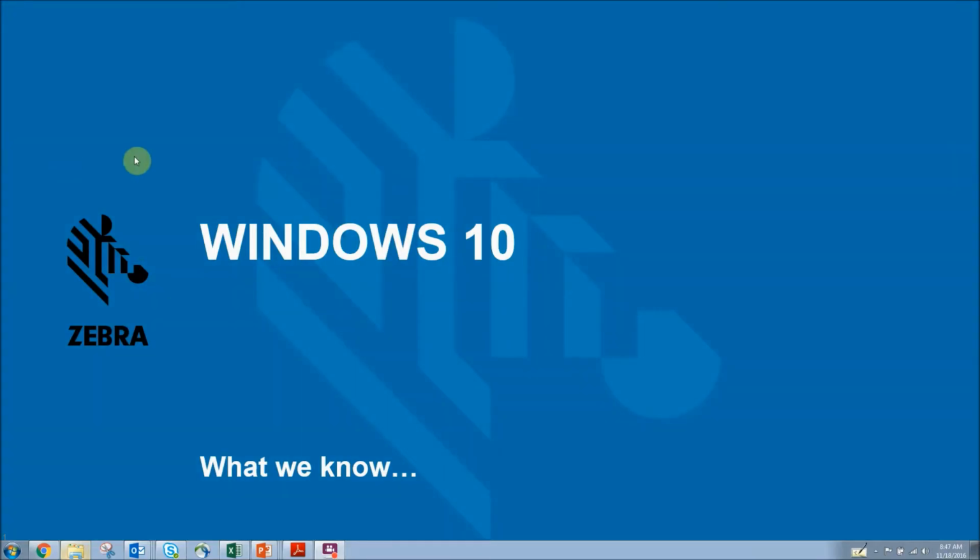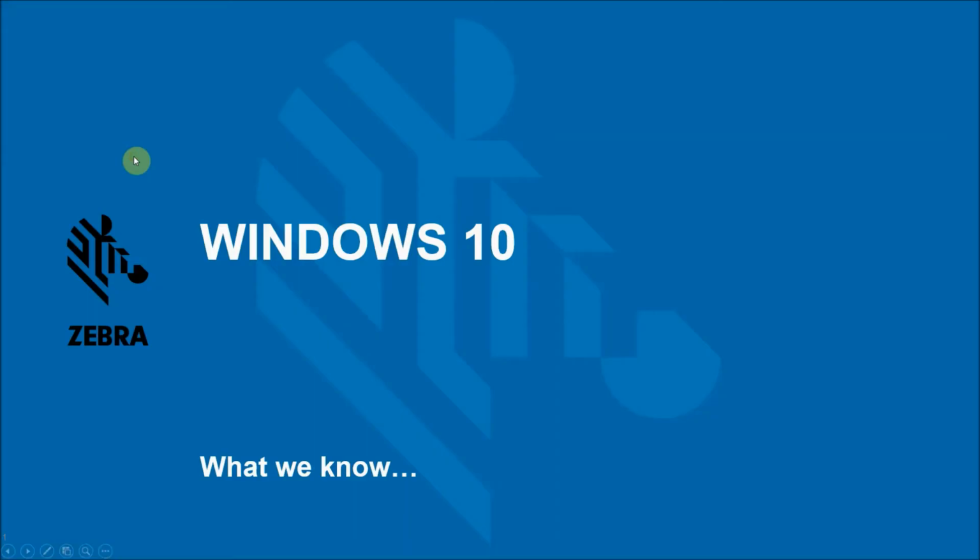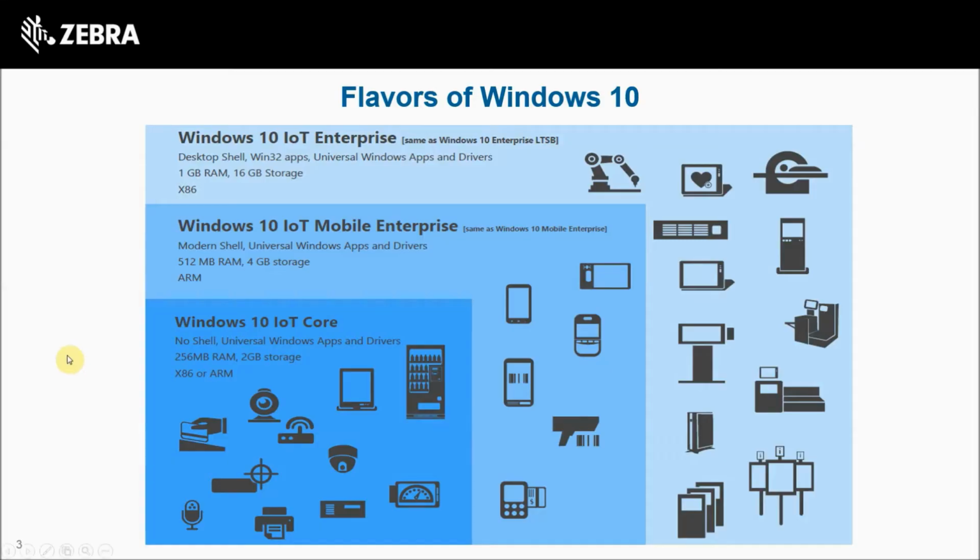So before we get in too deep for this short video, there are primarily three different flavors of Windows 10. So we're going to have the Windows 10 IoT Core, and this is for things like pop machines or card swipe readers. And then we're going to have Windows 10 IoT Enterprise for things like our rugged tablets as well as traditional laptops and computers. And then finally, what we're focusing on today is Windows 10 IoT Mobile Enterprise. This is for things like our rugged mobile computers, which at this point I'm just going to refer to as Windows 10 Mobile for the sake of brevity.